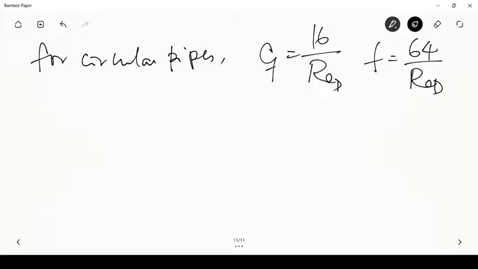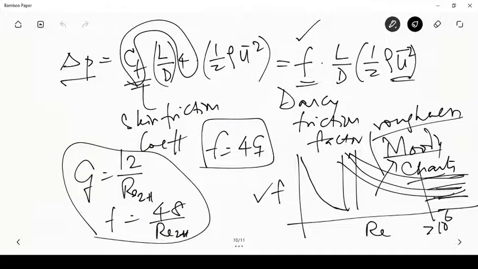Okay. So the same expression would hold good for the pressure drop, because that was derived without assuming any shape. So the delta P will still be equal to f into L by D into half rho u bar squared, even for a circular pipe, and the friction factor can be obtained from the Moody diagram, which is available in fluid mechanics textbooks.